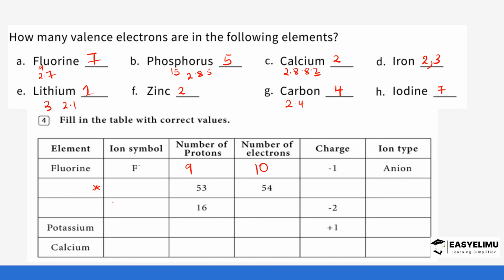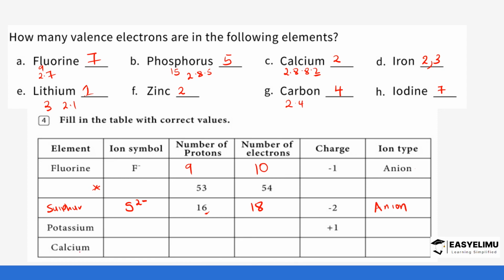Then number of protons 16. This tells us that it is atomic number 16. This is sulfur. And the sulfide ion is S 2 minus because it gains 2 electrons. So the number of electrons after gaining is going to be 18. And it forms an anion as well.